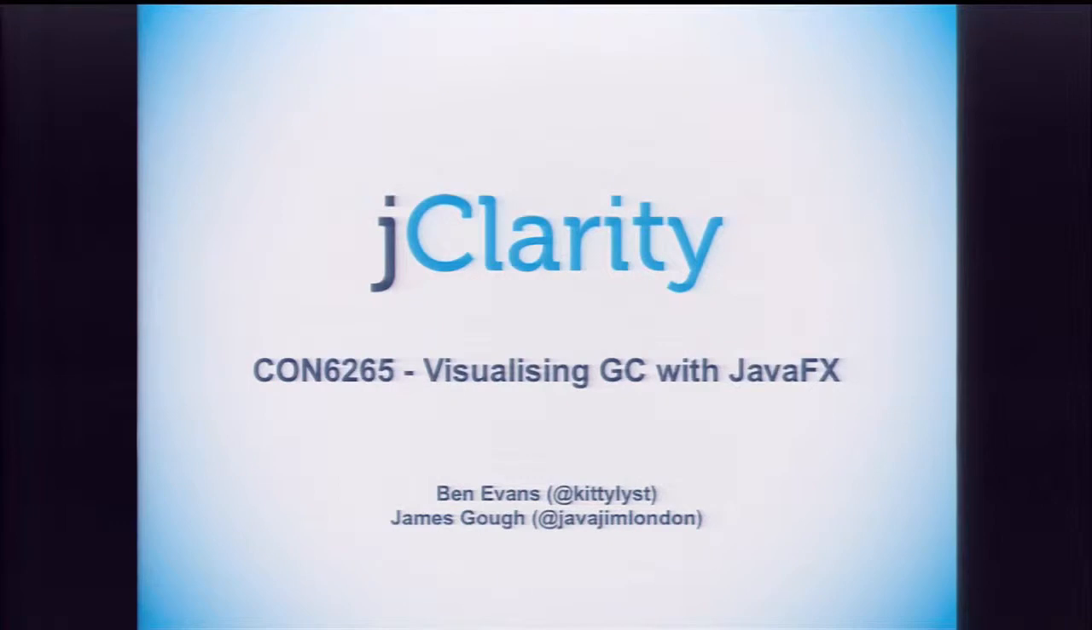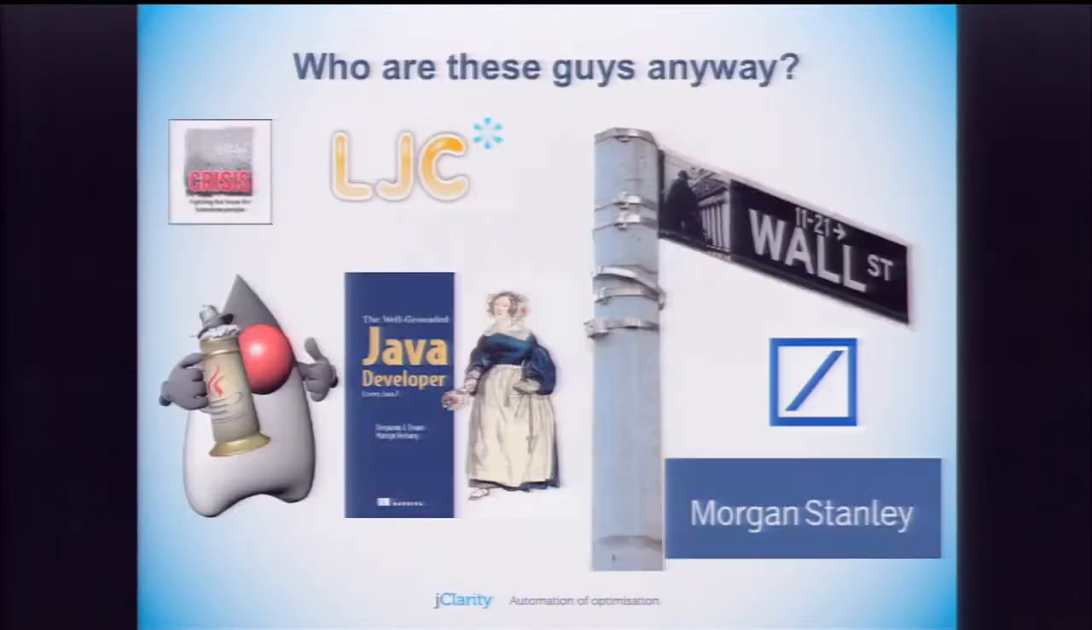So for people that don't know me, I'm Ben Evans. I'm James Goff. And how do we know each other? What's the basis of this talk? Well, we do a bunch of things together. We helped run the London Java community. We've both worked in banks over the years. We both like beer. Yeah, definitely.